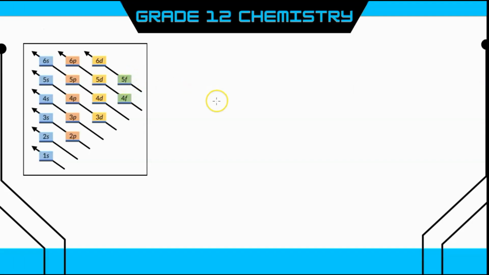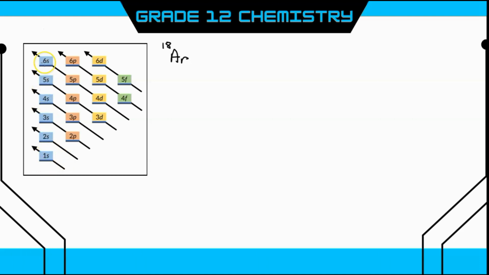Alright, let's start with something easy. We'll try to do the electron configuration for argon, which has an atomic number of 18. So we have 18 electrons. This is called the Aufbau diagram. It's going to help us figure out in what order and in what orbitals we're going to place those electrons.